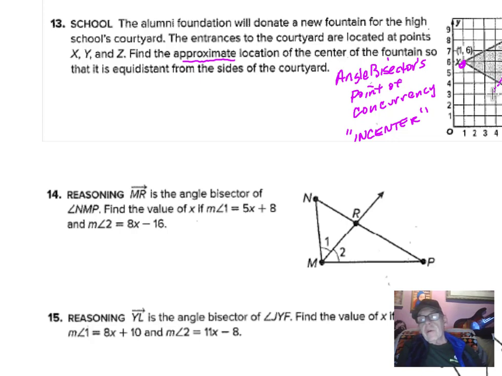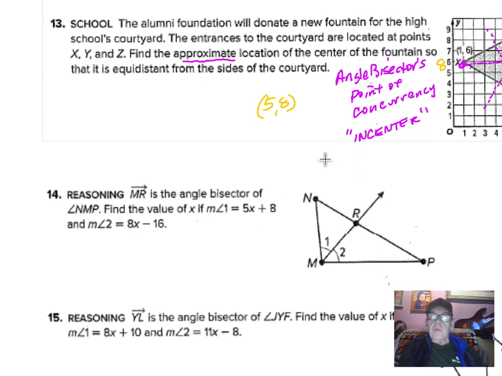Right around through there is where that one's going to go. Right around through here. That's where this other one's going to go. And up through here, that's where the other one's going to go. Right about there looks to be the point of concurrency. Right about here. So we would say 5, 8. So around 5, 8 would be where we would put the center of the fountain.